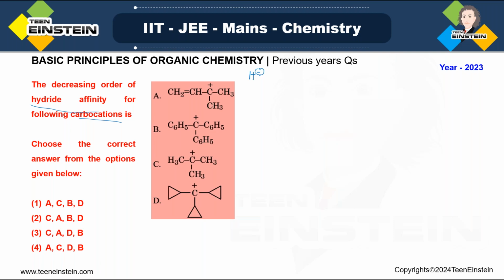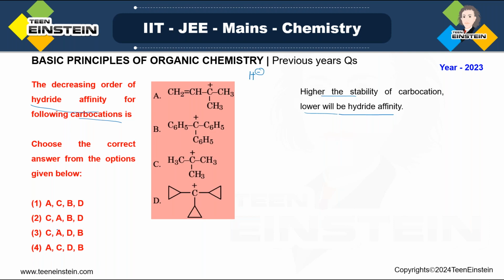But remember, if the carbocation itself is very stable, it will not try to find any hydride, because it is already stable. Why it will try to find some hydride? So it means when stability of carbocation is very high, hydride affinity becomes lower. So this question is basically asking the stability order of carbocation. But once you find the stability order of carbocation, you have to reverse it, because the relationship of stability of carbocation and affinity towards hydride, these two are reverse to each other, right?